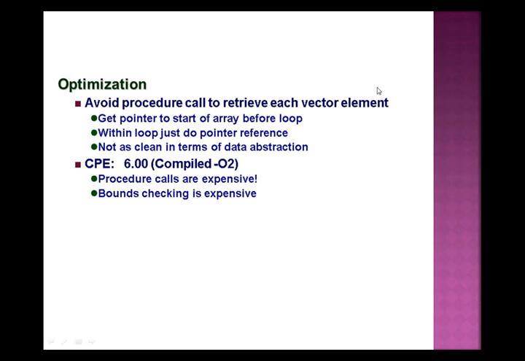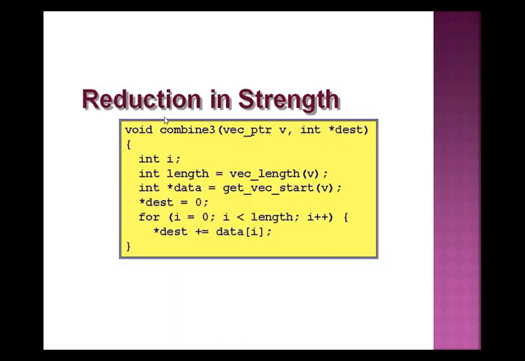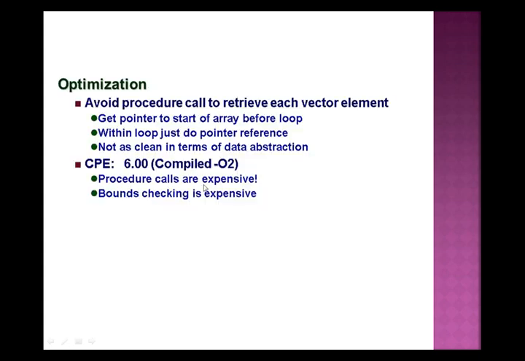How to optimize? First of all, avoid the procedure call, that is, avoid the procedure call to retrieve each vector element. How to avoid it? Get a pointer to the start of the array before the loop. This pointer will be used outside the loop, at the start before the loop. Within the loop, just do the pointer reference, by using the ampersand or giving the pointer reference.